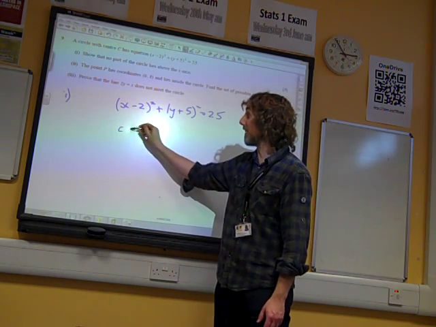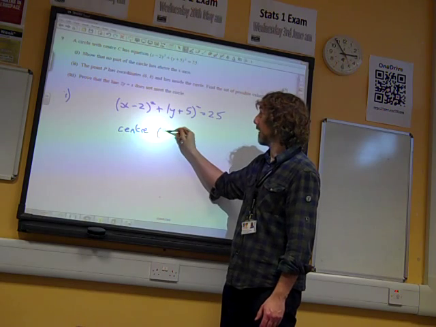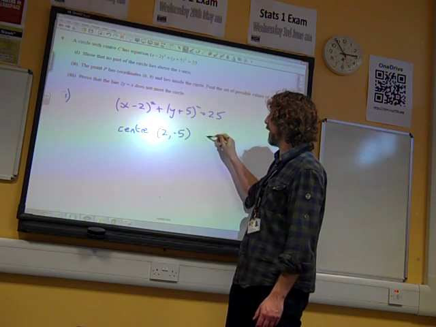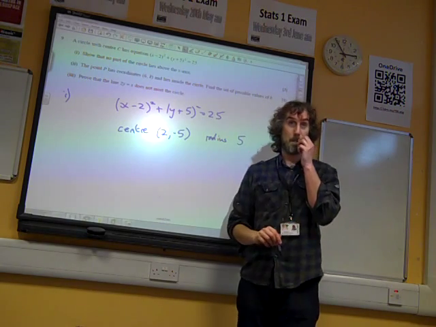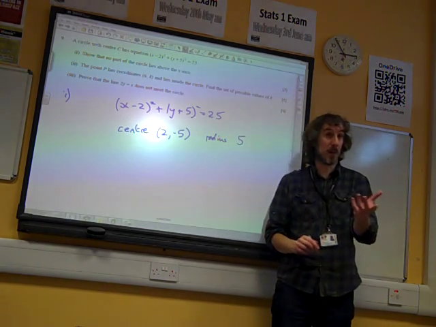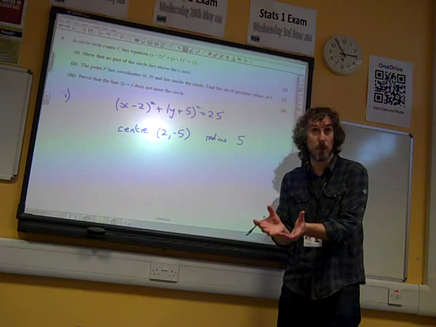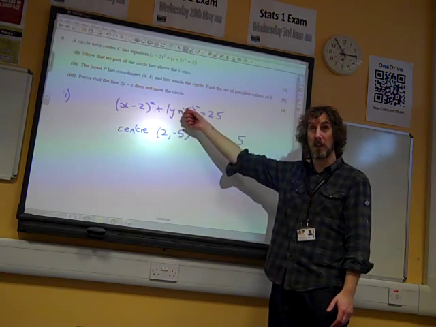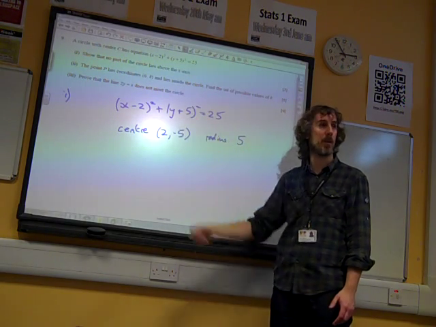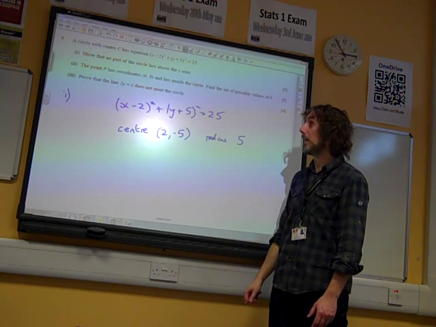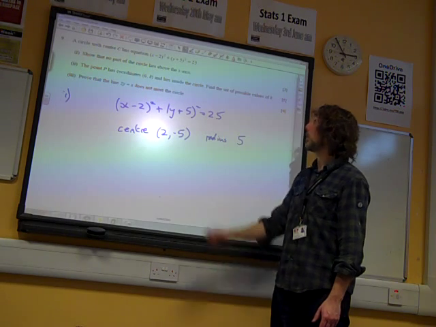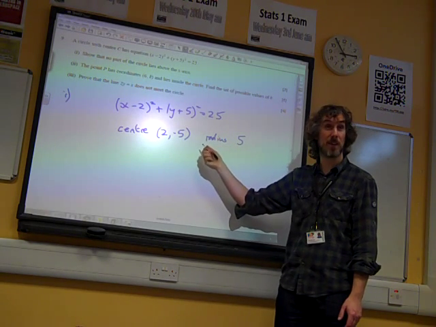From this we've got the centre is (2, −5), and the radius is 5. What have you got to lose? Even if that's not what the question's asking you for, it's pretty obvious information that we should get from that equation. So that's a great start. Actually, it turns out, in this question, you probably would get 2 of the 3 marks just for writing that.